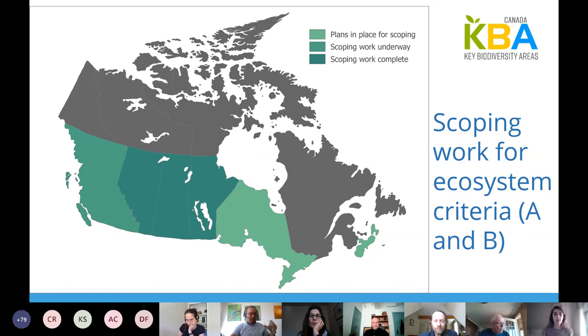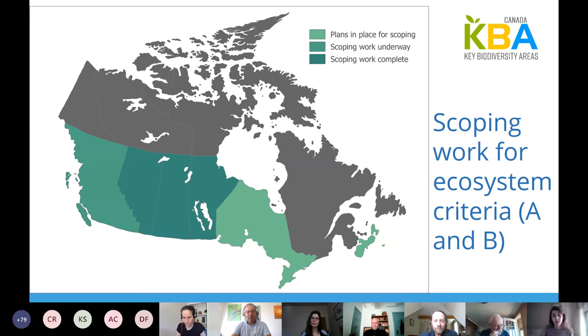And we do have multiple ecosystem classification systems in use across Canada, but they need to be aligned with one another and with international classification systems. And so Stephen Woodley from IUCN, who's part of the KBA Canada Management Committee, has been developing the ecosystem criteria work with collaborators across Canada and with NatureServe.